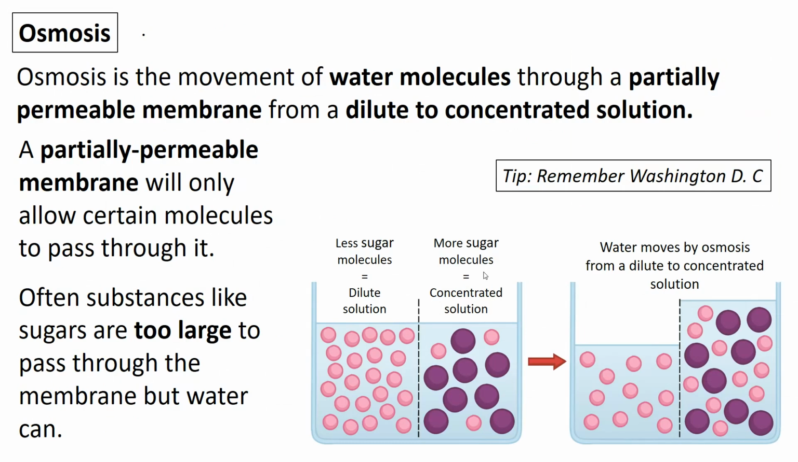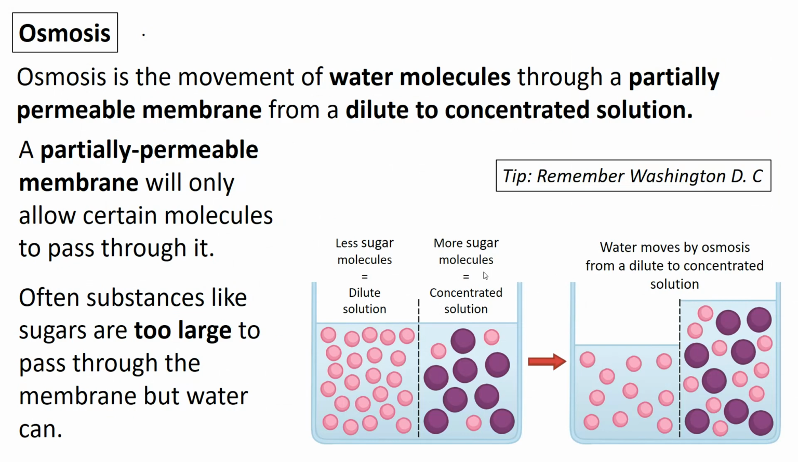Osmosis, then, if we think about that in particular, is the movement of water molecules through a partially permeable membrane from a dilute to concentrated solution. So you do need a membrane for osmosis to occur. A top tip to remember that definition, and you have to remember it like that, is Washington, D.C. Washington, water, D, dilute, C, concentrated.